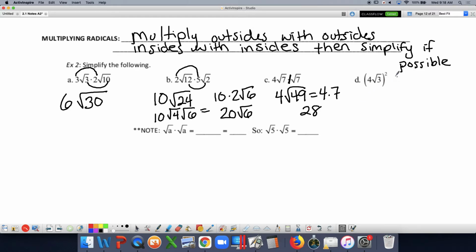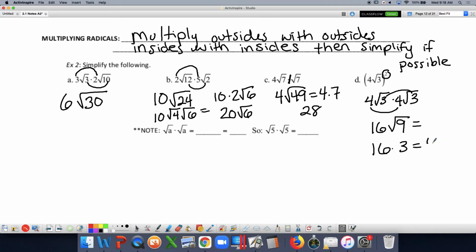All right, let's look at letter D. What does this squared on top here mean? I multiply it by itself 2 times. So I do 4 square root of 3 times 4 square root of 3. That's what that means. I'm going to multiply my outsides with my outsides, insides with my insides. That is correct.